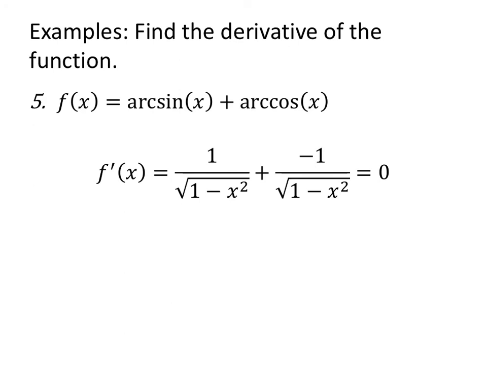For our last example, if f of x equals arc sine of x plus arc cosine of x, keep in mind with x, the derivative of x is just 1. So the derivative of arc sine of x is 1 over the square root of 1 minus x squared. But the derivative of arc cosine is the exact same thing, only with a negative. Therefore, when I add these two derivatives, I get 0. Something a little challenging looking can have a very simplistic derivative.